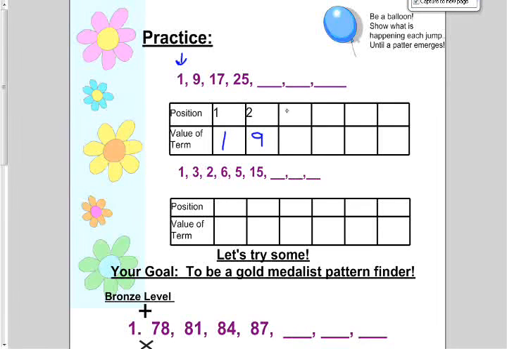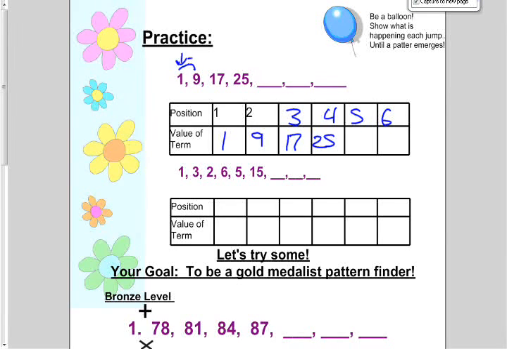And that's 9. So which number is third, or in position 3? That's 17. Then we could say position 4, 5, 6. The fourth number is 25. Now we need to figure out what's going to come next.